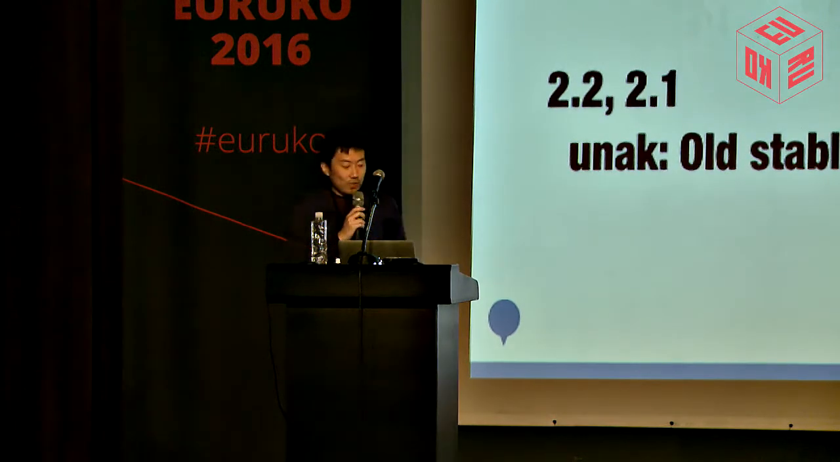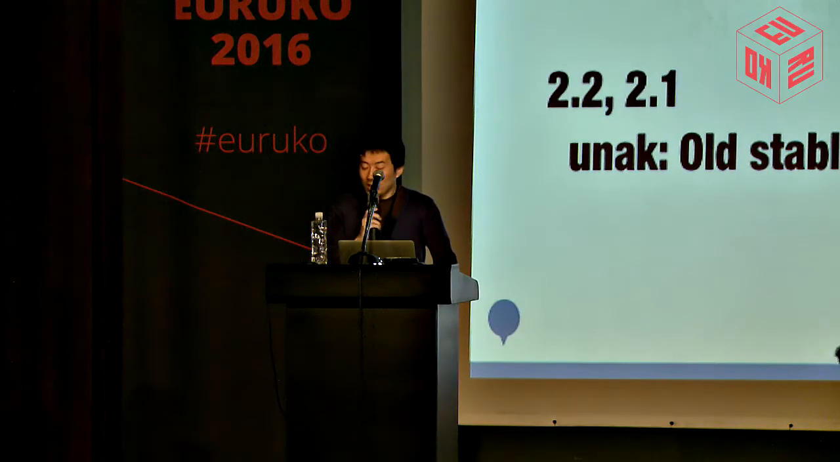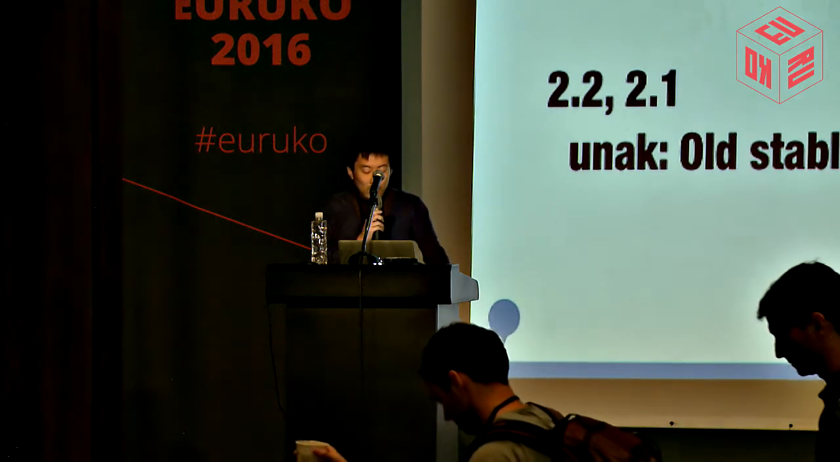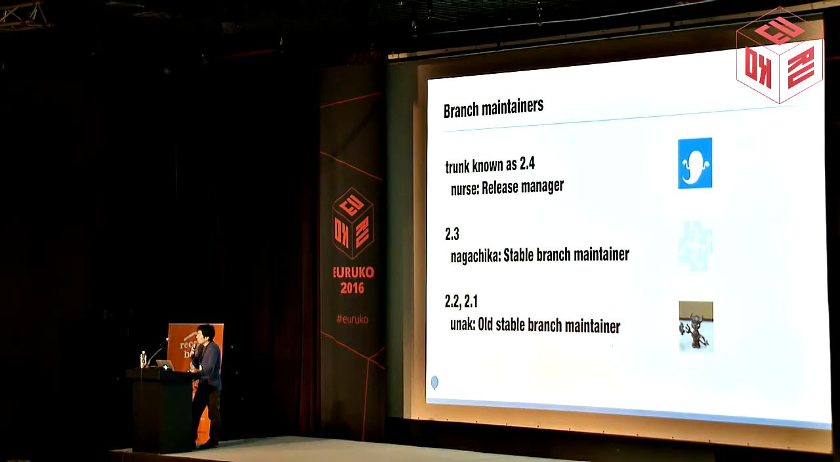Next, branch maintenance. We support 4 branches of the Ruby repository. The development branch is version 2.4. The stable branch is version 2.3. The other stable branch is 2.2, and the security-maintenance-only branch is version 2.1. They are maintained by 3 people, named Naruse, Nagachika and Usa-san.